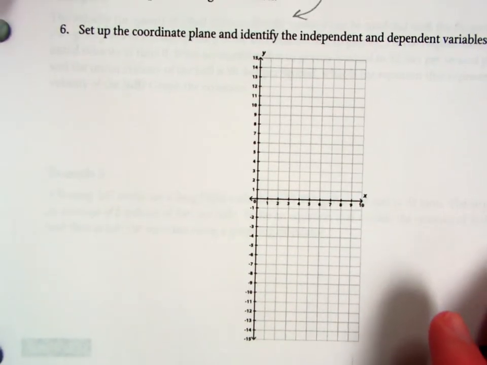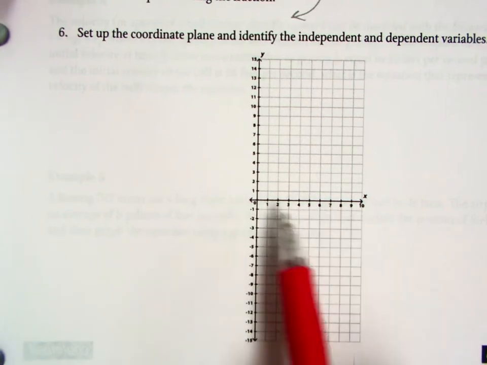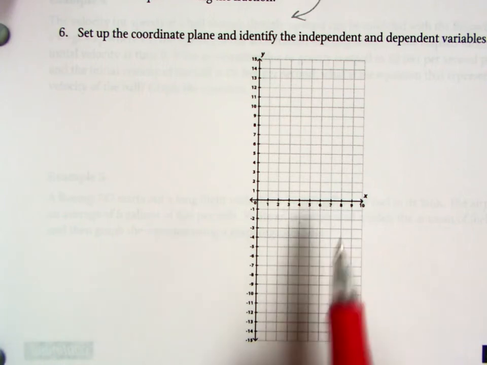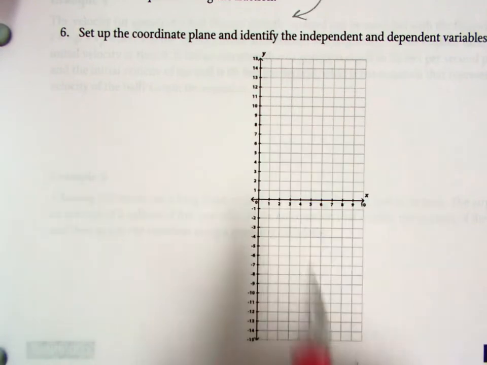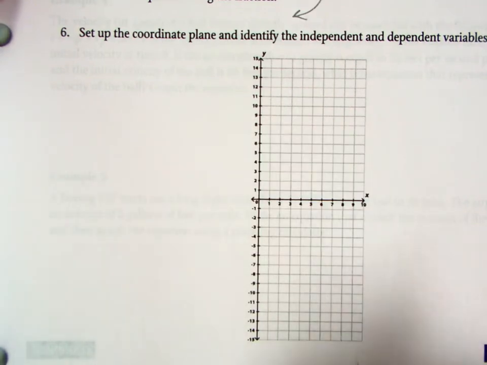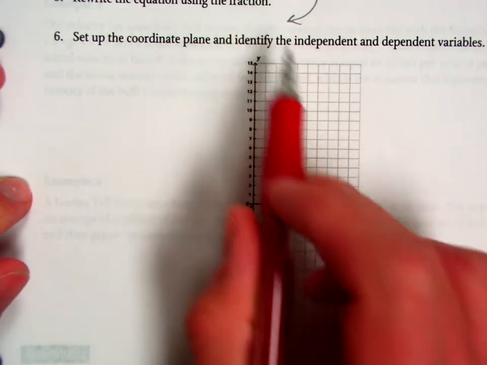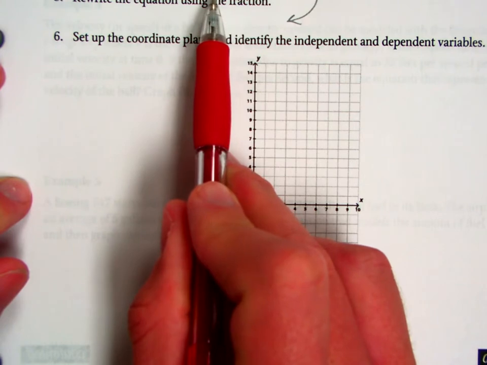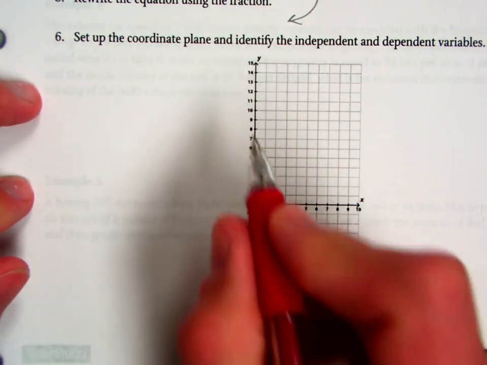And they have given us a coordinate plane where all of our x values are positive. That's a good reason for that. We don't want to have any of our x values being negative because we're not going to sell negative pencils. We want to identify the independent and dependent variables. Okay. Think about it. Which one of these two variables is independent? And which one is dependent? We talked a little bit about this in 7th grade.